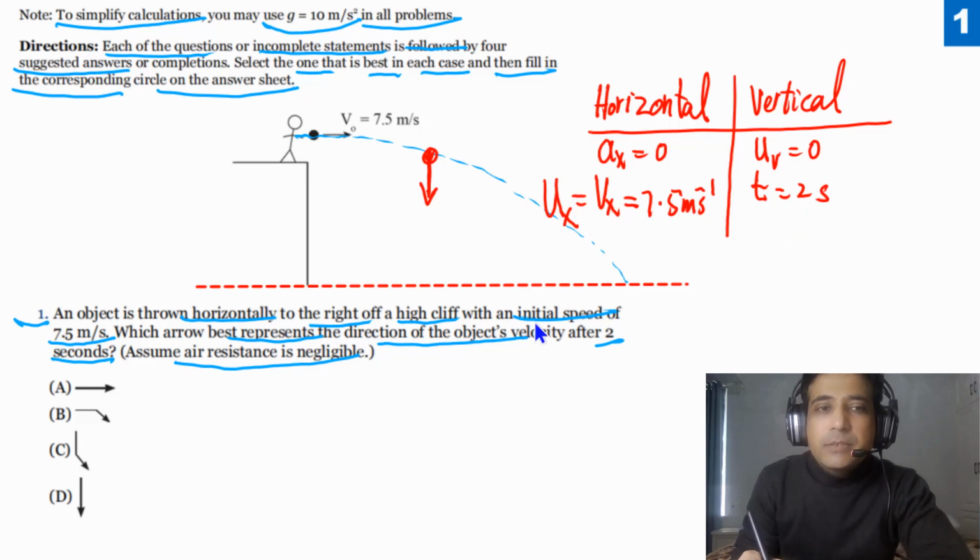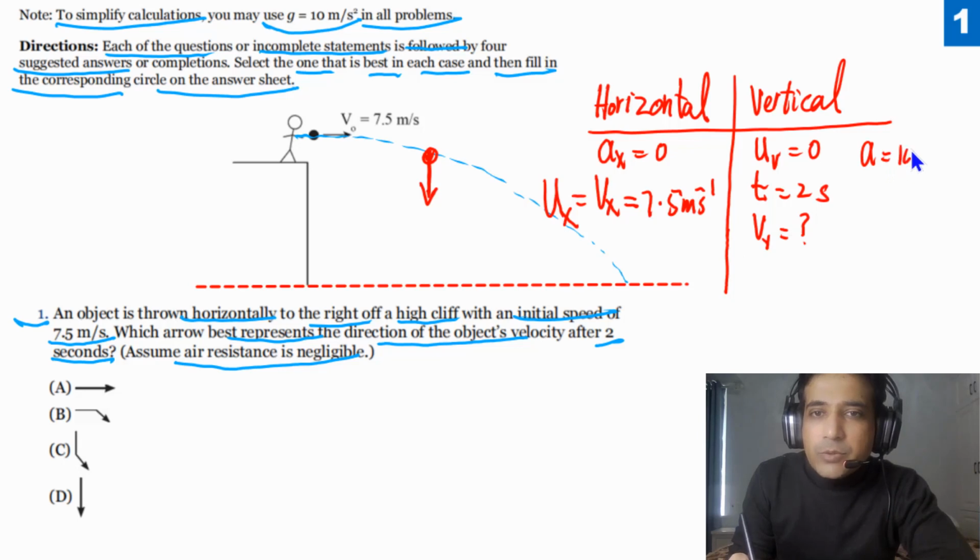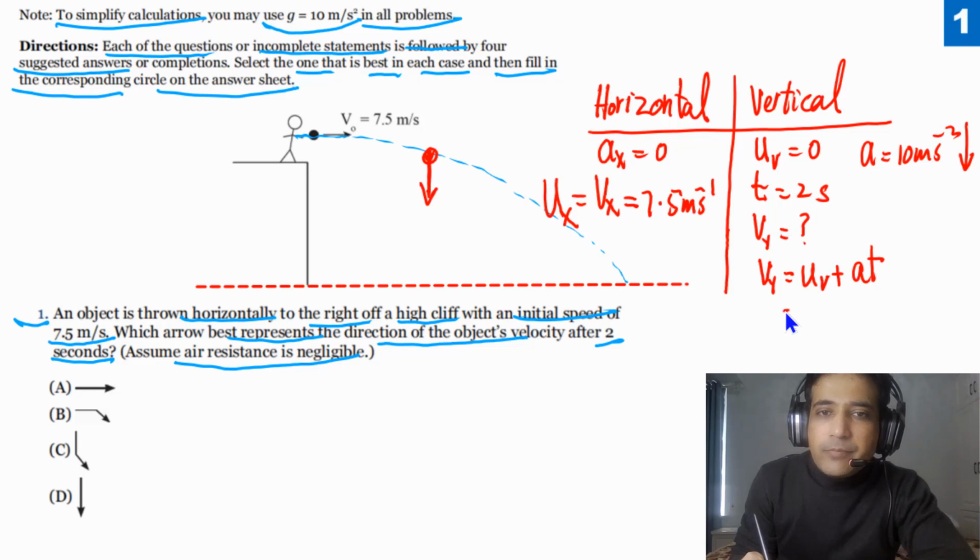We can find the final velocity after 2 seconds. And along vertical, acceleration is given to us. That is equal to 10 meters per second squared, and direction of acceleration is down. So we can use this information and find the value of v. So v will be equal to u plus at. We have initial velocity equal to 0, and acceleration that is vertically down. So we are taking vertically down as positive.